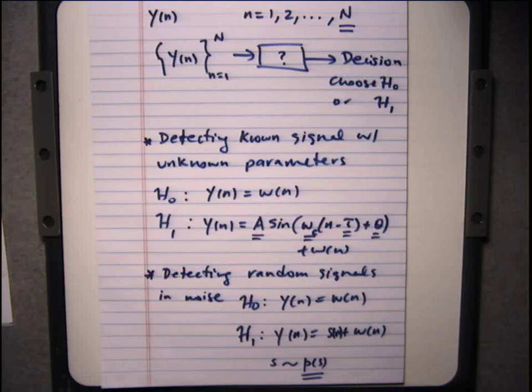So the basic idea I'm trying to establish is the simplest case: when you're trying to detect a known signal, I tell you everything about the signal.